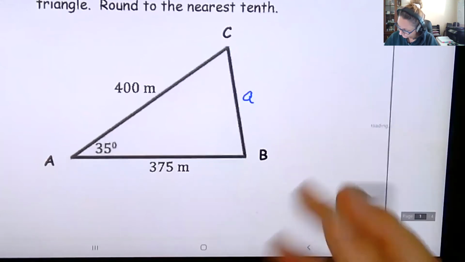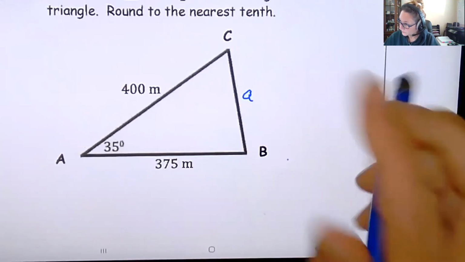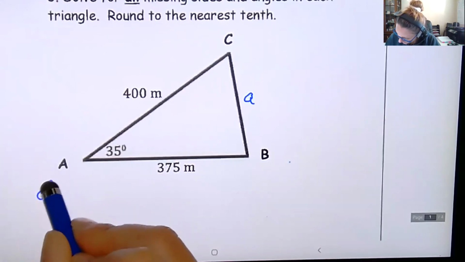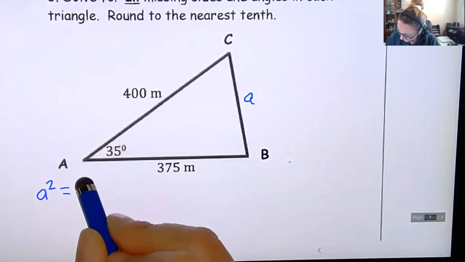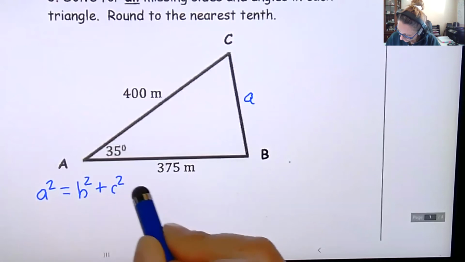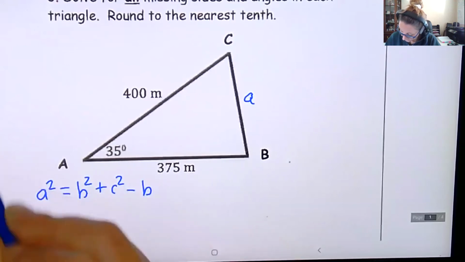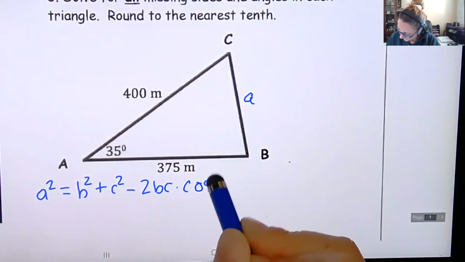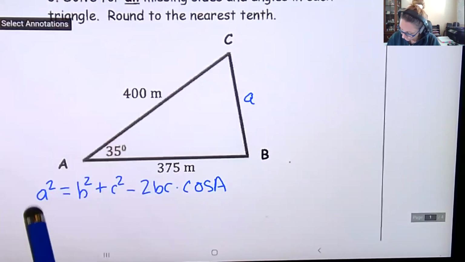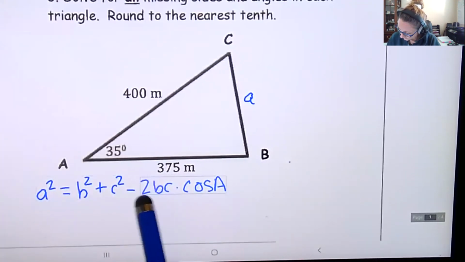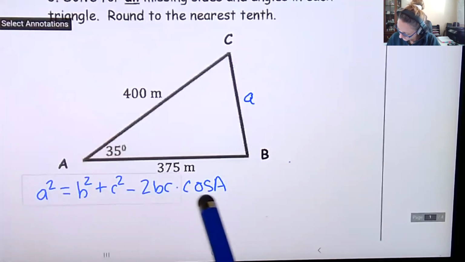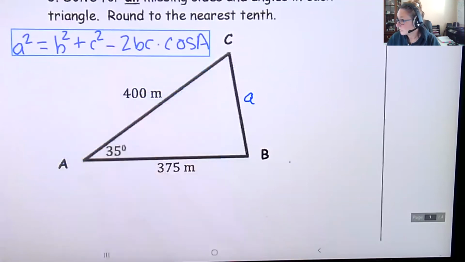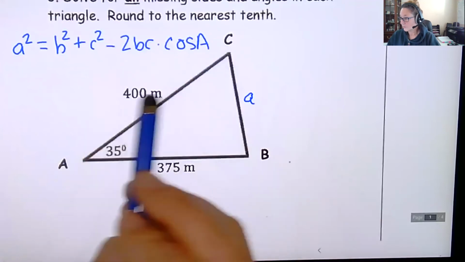So let me, and I'll write my answers up here. Okay, so I am going to do a squared is equal to b squared plus c squared minus 2bc times cosine of a. Okay, I'm just going to move this. I just wanted to show you guys the one I'm using. Let me select it again. And then I'll just move it up here, okay? Okay, so that's the one I'm going to be using.